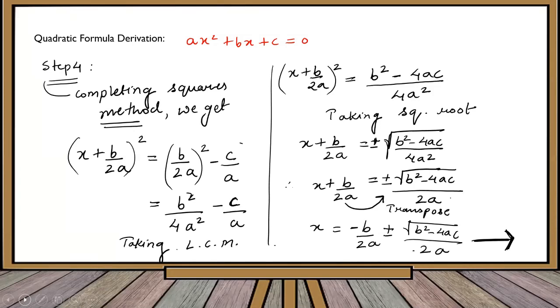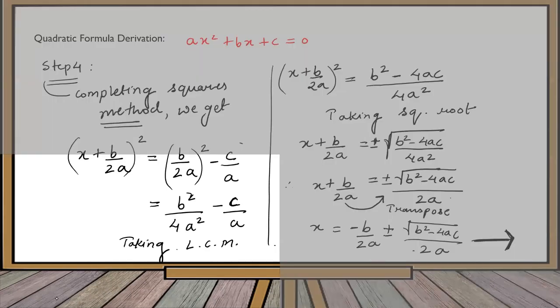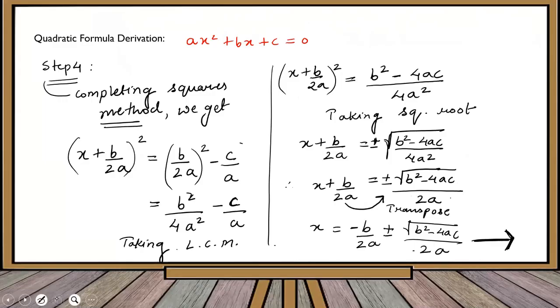So as we already know, what is the general form of the equation? The general form of the equation is always ax square plus bx plus c. Now, if you had observed my last video very properly, for the completing the square method, we did up till this step 4, right?